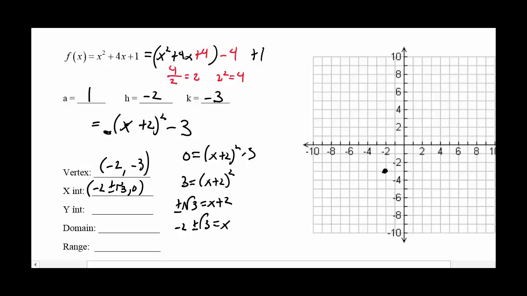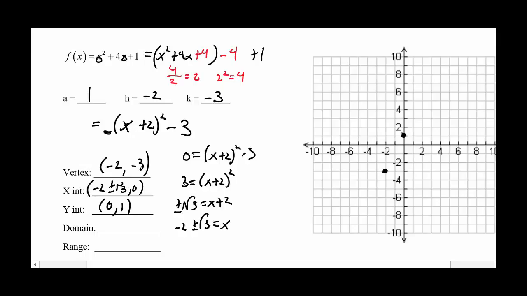The y-intercept I get by going to the original and plugging 0 in. So 0 squared plus 4 times 0 plus 1. Hopefully you get 1 out of that. Alright, so let me plot what I got so far. 0, comma 1 for the y-intercept.